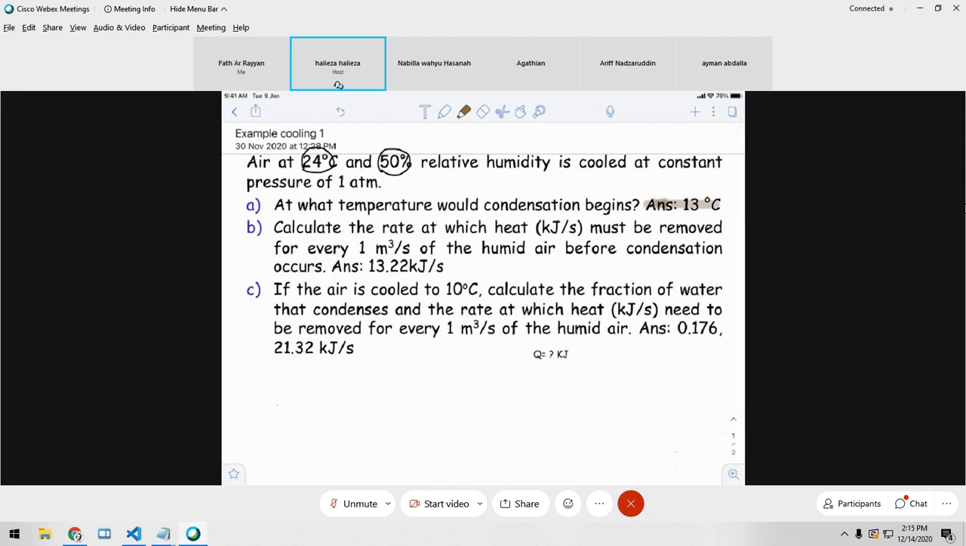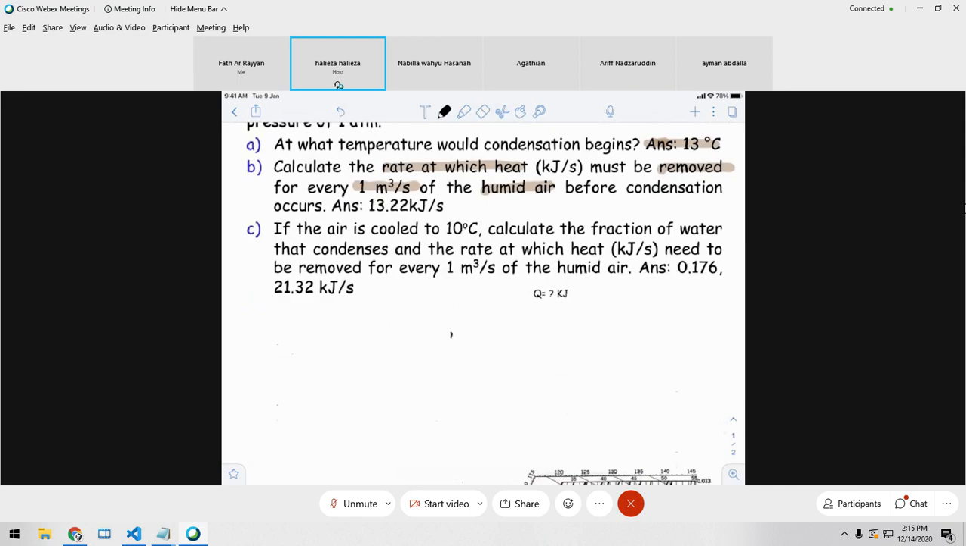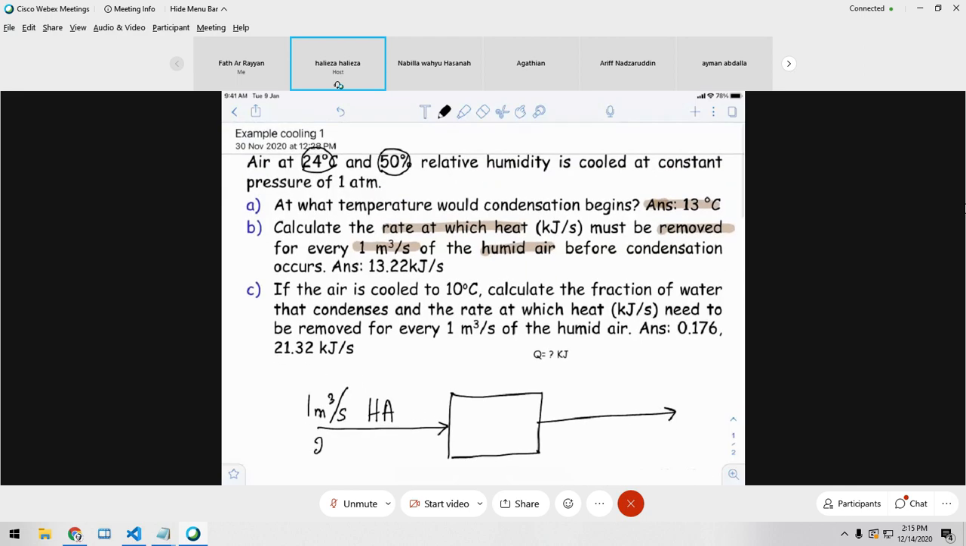Now the second part of the question is the rate of heat transfer that must be removed when you have 1 cubic meter of humid air entering your unit. So what we're going to do is draw our block diagram. Every time you have something like this, you need to draw your block diagram. This is your unit. You have 1 cubic meter of humid air coming in. I forgot to draw this yesterday, that's why I made a mistake. And this is your outlet stream coming out. Your inlet stream is at 24 degrees C and 50%.